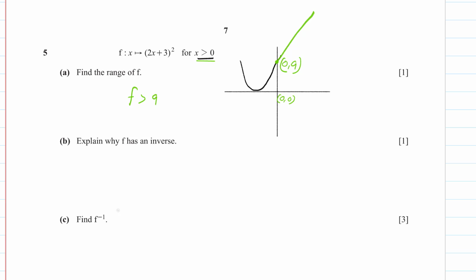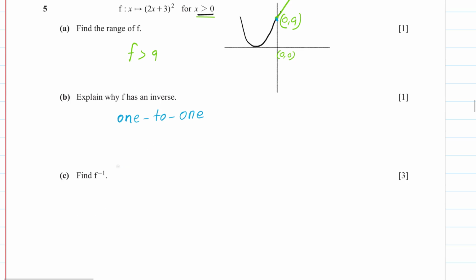Look at the next question. Next question says, explain why f has an inverse. Well, if you consider the black parabola, it is not one-to-one. However, if you consider the green one, it is a one-to-one function. Sorry, it's not a parabola, it's a one-to-one function. So, one-to-one functions are always invertible. It has an inverse. Okay.